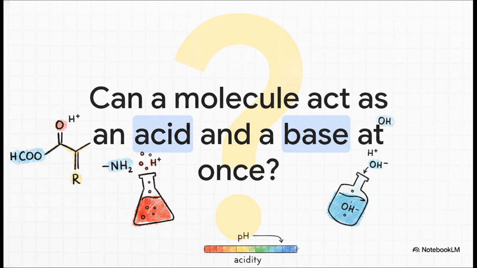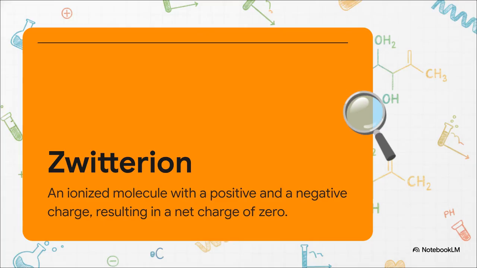So, rhetorical question, can a single molecule truly act as an acid and a base at the exact same time? The answer is absolutely yes. Welcome to the concept of the Zwitterion, which comes from the German word for hybrid ion. A Zwitterion is nature's beautiful hybrid. It contains a positive charge on its amino group and a negative charge on its carboxyl group, which results in a net electrical charge of 0.